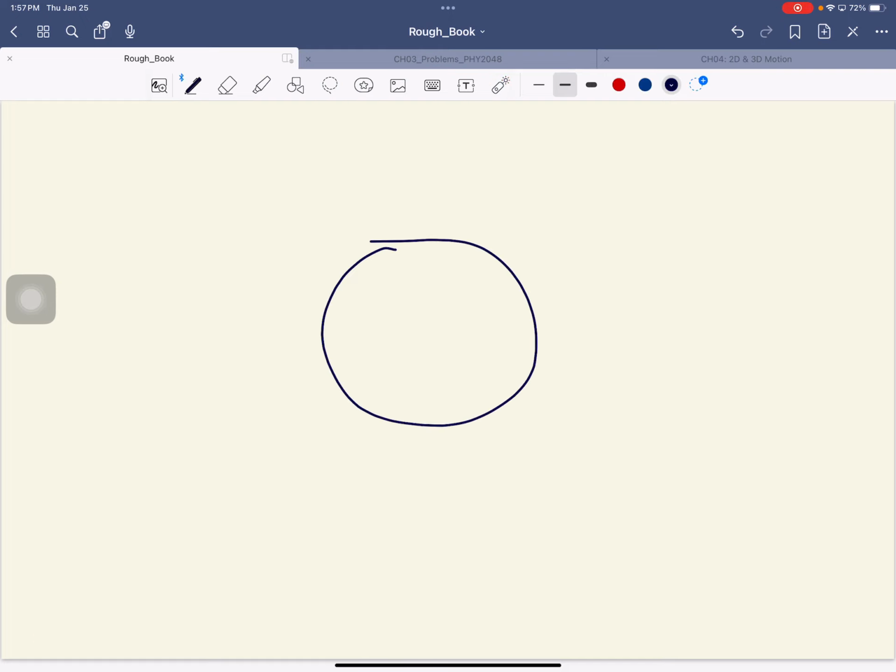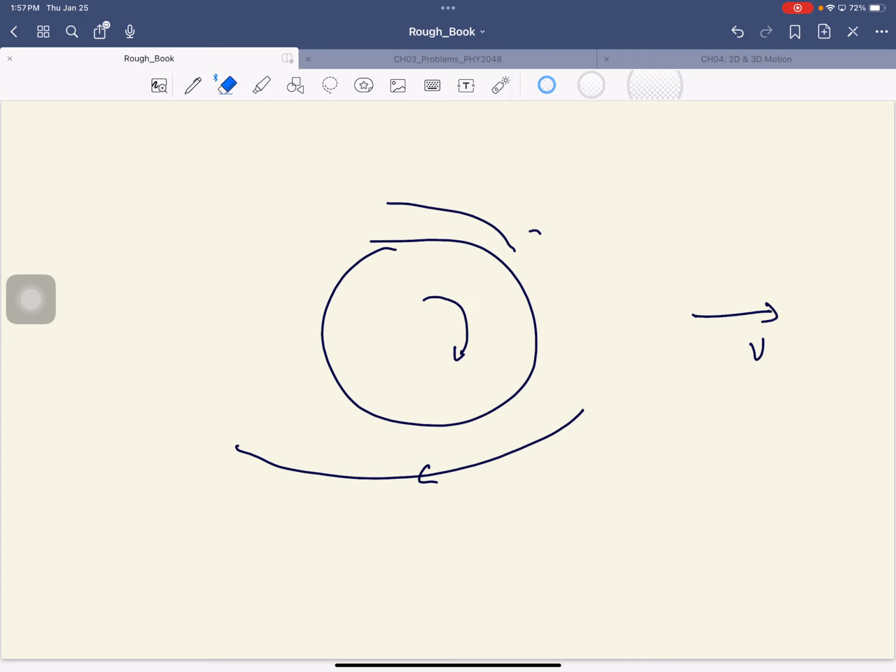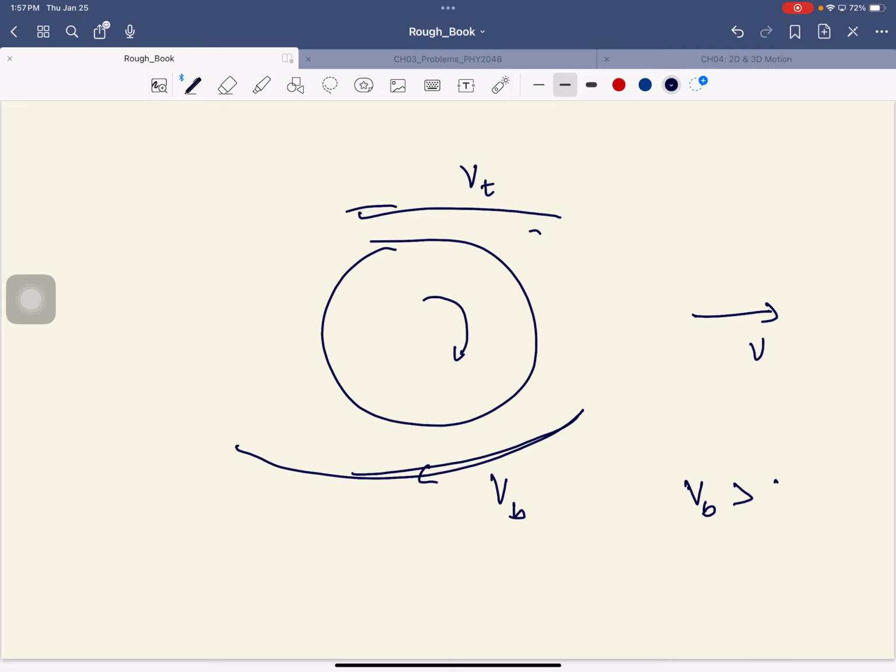So here's, let's say, a tennis ball. It's spinning like that, and it's traveling in this direction. The air here is going faster than here because this air has to travel a larger distance. So velocity at the top, velocity at the bottom. Velocity at the bottom is greater than velocity at the top.